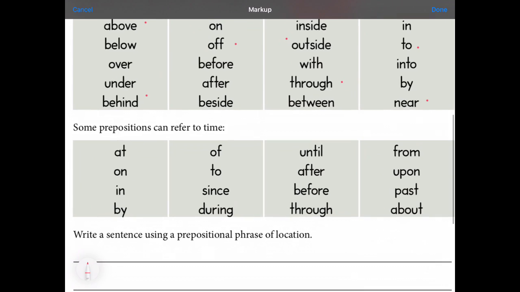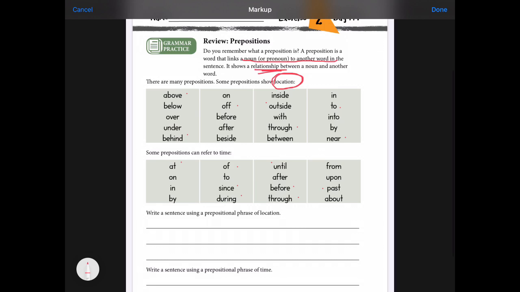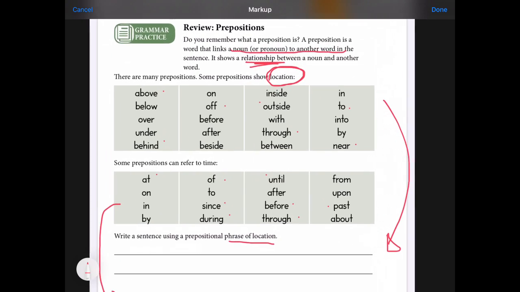And some of them talk about time. So you could say we're going to lunch at 12 o'clock. We can stay out until 10 o'clock. It's past your bedtime, and different things like that. So all of those words. You're going to write a sentence using a phrase of location from this section. And then you're going to write another sentence using a prepositional phrase of time from this section. And then you'll be done with page 296.